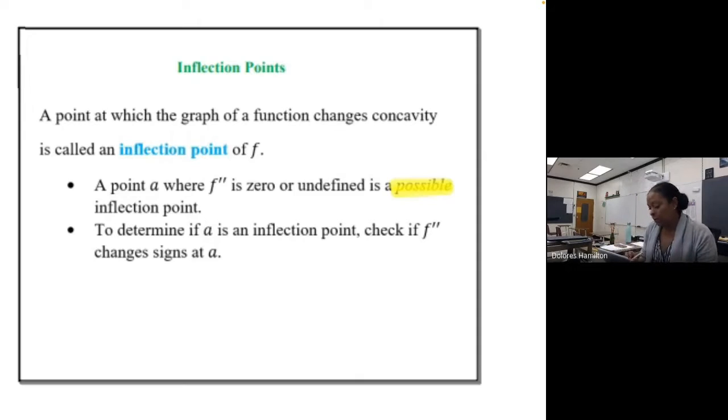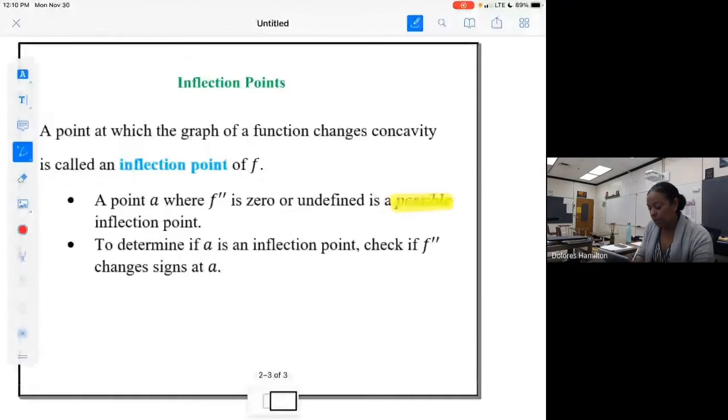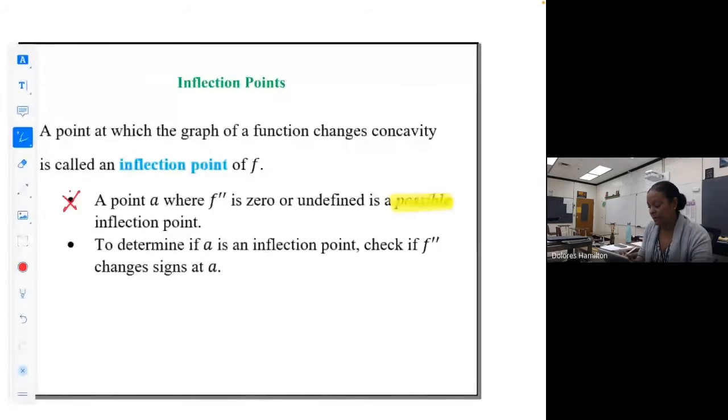So when we are looking for possible inflection points, here are the steps that we're going to take. One is we are going to look for where our second derivative is either 0 or undefined. All of those points are possible. Oh, look, I even have it highlighted. Possible inflection points. So we're going to look for those points first.